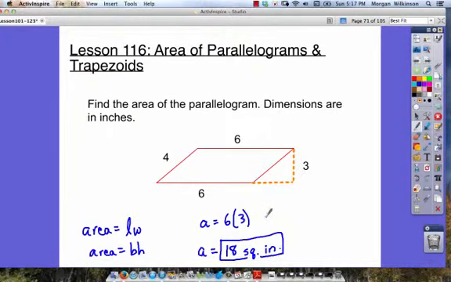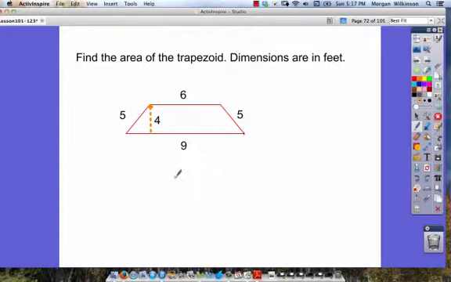Let's look at a problem with a trapezoid. Find the area of the trapezoid. Dimensions are in feet. So you can see we've got a trapezoid because we have one pair of parallel sides. And we're given that the height of this trapezoid is 4. So based on the last problem, you might have a guess that that's going to be important. And you would be right.